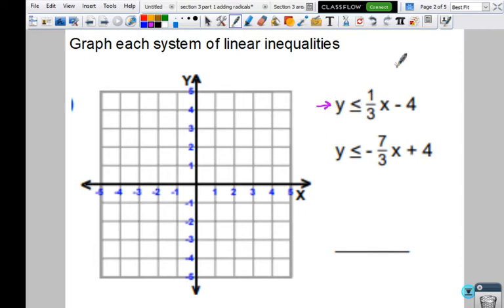Y is less than or equal to 1 over 3x minus 4. Willem, why don't you start us off? If we're going to graph that line, what's the first thing I need to do? Find the b. It's -4. The b, yeah. So we're going to go -4 for our dot.